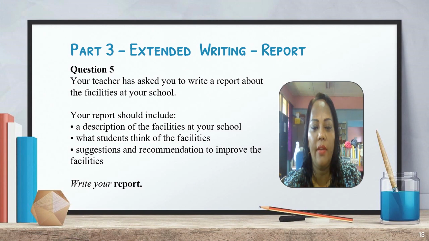The fourth example is a report. Your teacher has asked you to write a report about the facilities at your school. Your report should include a description of the facilities at your school, what students think of the facilities, and suggestions and recommendations to improve the facilities. Write your report. Here again, there are some guidelines or points given that you must include in your answer.